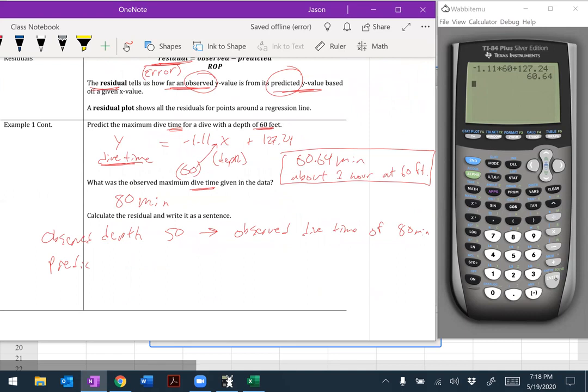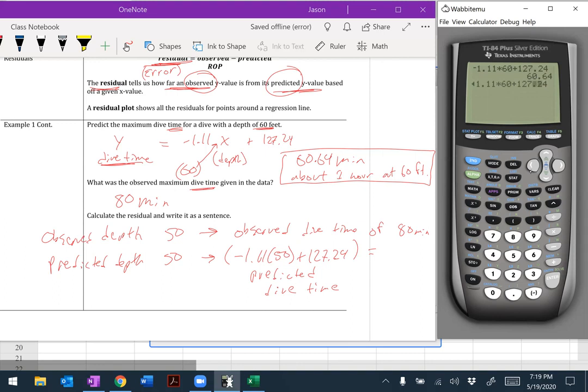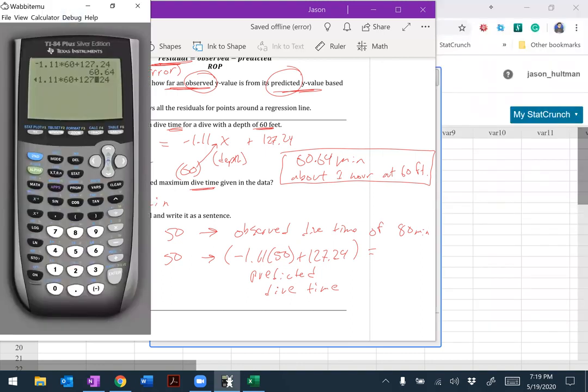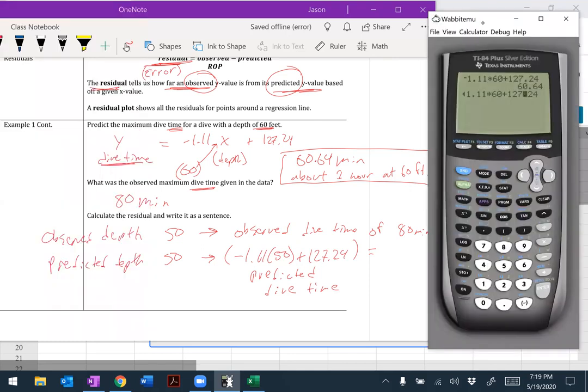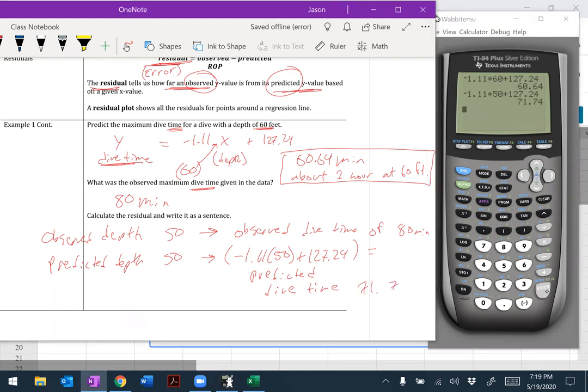Okay, a predicted depth of 50 is going to give me a predictive dive time of what? Well, here I have to calculate it. It's negative 1.11 times 50 plus 127.24. So this should be my predicted dive time, which is equal to what? Let me steal this from above and just put in 50 instead of 60. Okay, and it says that it's about 71.74.